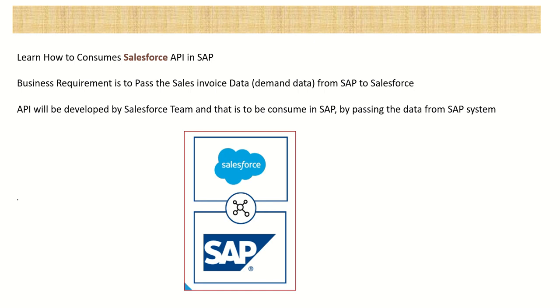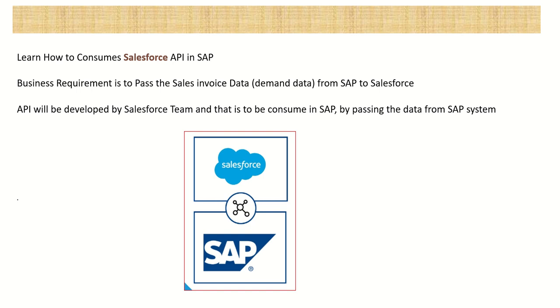In case you are working on an OData service or REST API, all the development we do in the SAP system, then we share the details with the third party system, say Salesforce, C4C or any other third party software. So we share all the details of the OData and REST API with the third party. Here, this is the reverse scenario. The API will be developed by the third party system, here Salesforce, and we have to consume it in SAP.